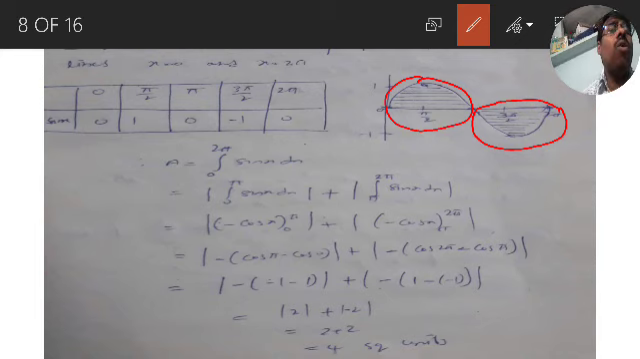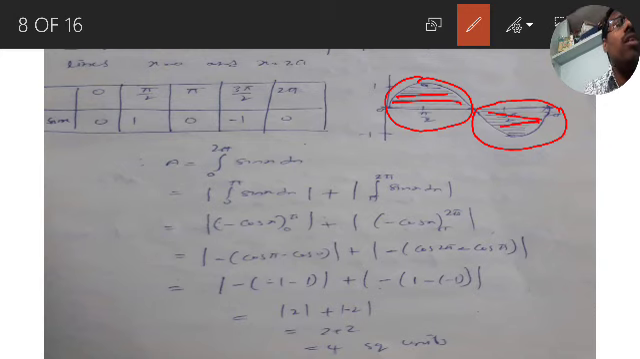But is it 0? No. This is some area plus this is some area. So it is not 0. But we are getting 0 if you directly do it. So what to do? You have to split the integration. 0 to 2 pi can be split as 0 to pi and pi to 2 pi. So that's what I am doing.